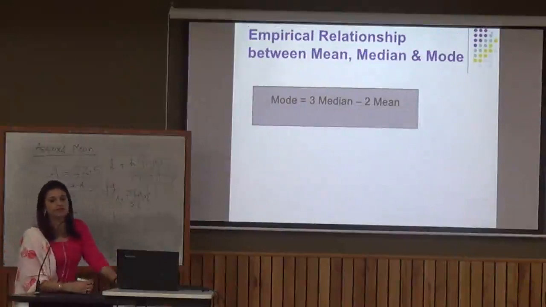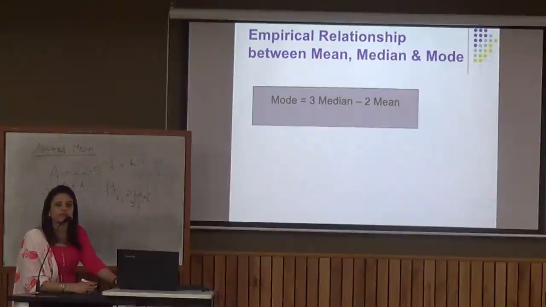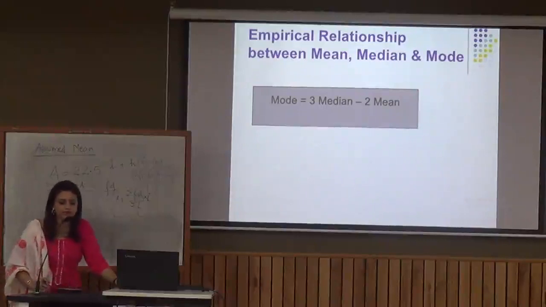Then comes the empirical relationship between mean, median and mode. This formula you can use to find the third entity in the measures of central tendency. That is, for a given data, if you know the mean and the median, you don't have to really find the mode, and the other way around.